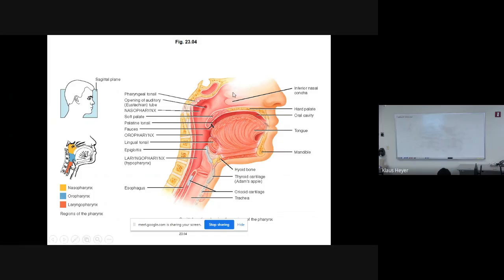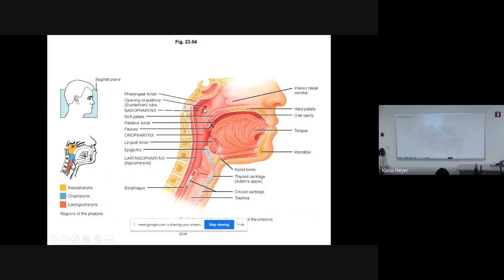these are conchae. It's put here like concha or conch. Sometimes they're called turbinates. It's not a thing I'm going to test you on, to be honest. They're just ridges in your nose to keep it moist in there. And then you just go back further, and then you're going to get to the pharynx area.